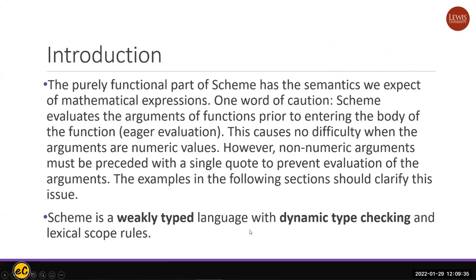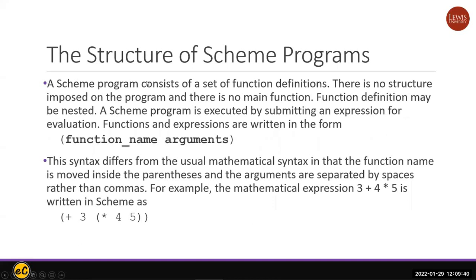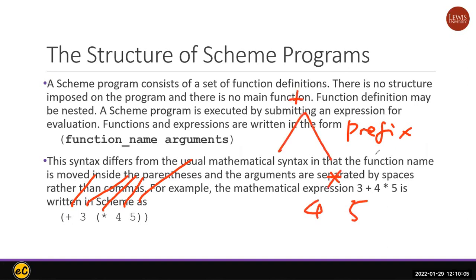Scheme is a weakly typed language with dynamic type checking and lexical scope rules. The structure of a Scheme program is basically a function name and arguments. That's it, that's the program, and you can expand it. Right here we have plus 3 times 4 5. You can consider this a so-called prefix function. So basically it is 4 times 5 and then plus 3.